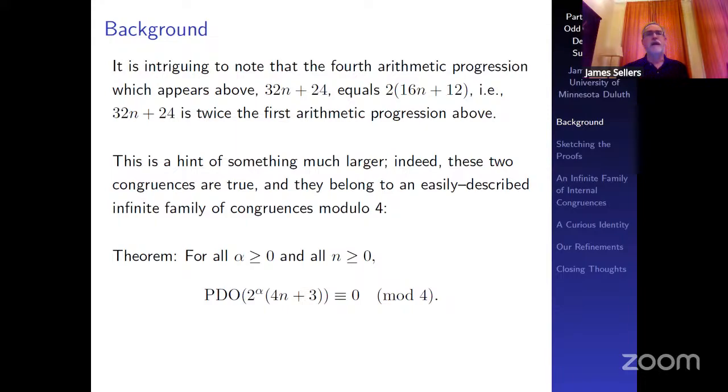PDO function. And in fact, when alpha is equal to 2, then you get 16n plus 12. And when alpha is equal to 3, then you get 32n plus 24. And those are indeed the first and the 4th conjectures of Herden. So after I saw this paper of Herden, I decided to look for something larger like this. And indeed, this is what Maple told me would happen, except Maple didn't give me the proof. So I'm going to talk to you about the proof in just a moment.